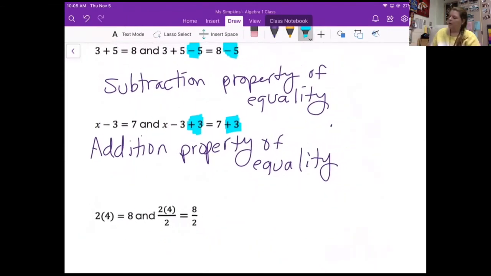The third one, we started with 2 times 4 equals 8. And we ended with 2 times 4 divided by 2 equals 8 divided by 2. So what do you think that property is called? The division property of equality. Division.